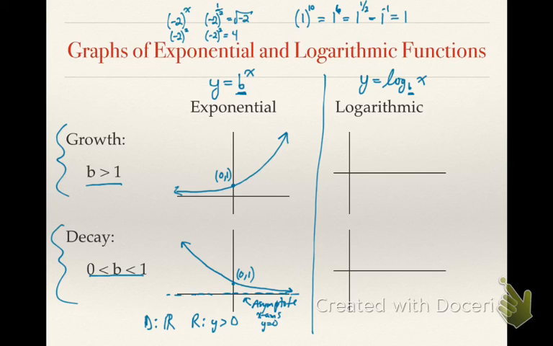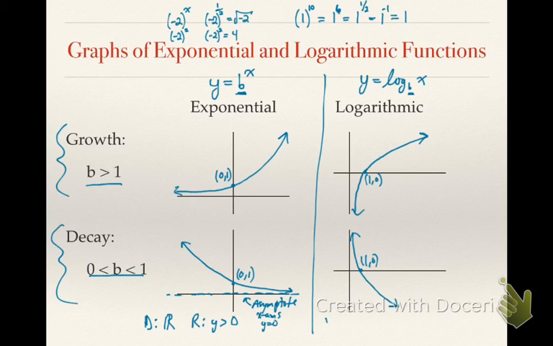Logarithmic functions are the inverses. So we have log with growth. Now, inverses, recall that the coordinates switch. So if (0, 1) is on the exponential, (1, 0) is on the logarithmic function, on its inverse. And for decay, it also goes through (1, 0).